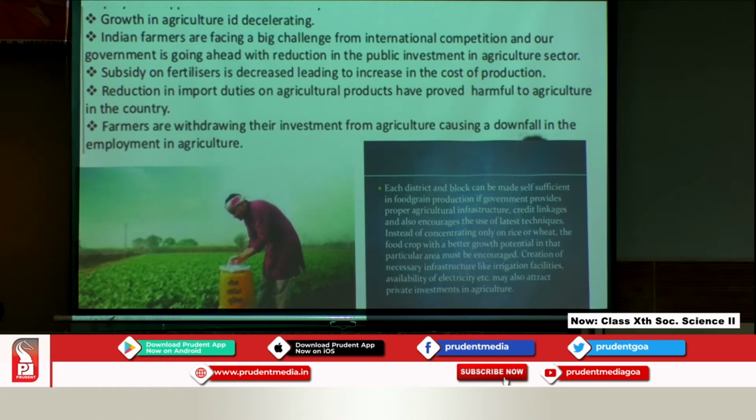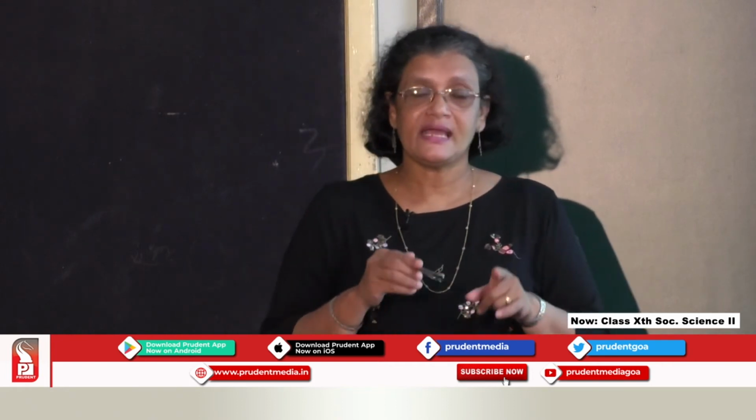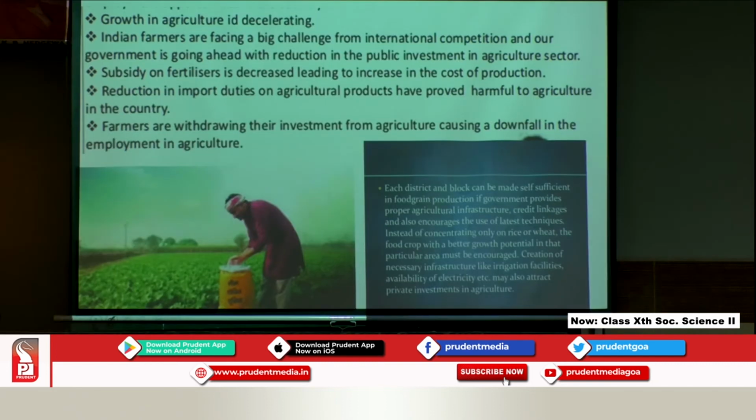If a bag of fertilizer costs, say, 1000 rupees and the government gives a subsidy of, say, 200 rupees on it, the farmer would pay just 800 rupees. But now the subsidy has decreased. If the government says I will give you only 50 rupees subsidy, the farmer has to put in 950 rupees, which is sometimes difficult for a small-time farmer. This is exactly what has happened. The subsidy on fertilizer has decreased, and therefore it has increased the cost of production for the farmer.